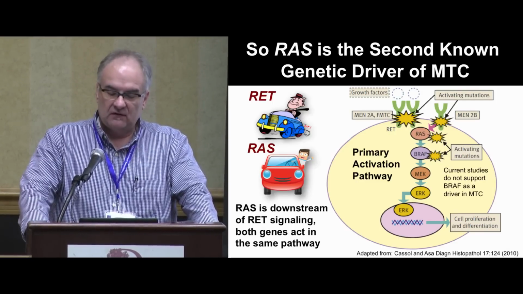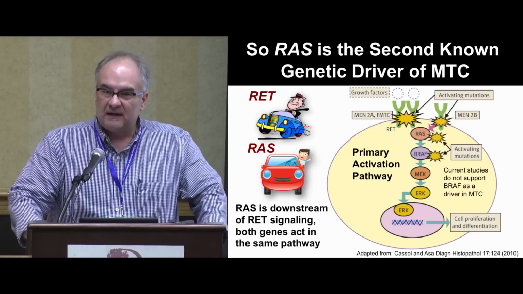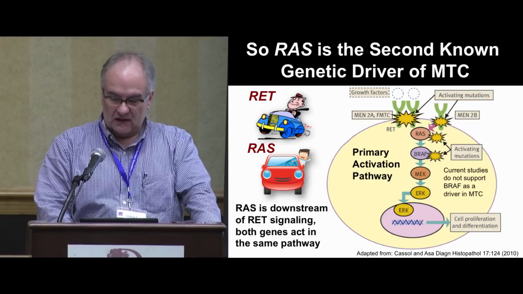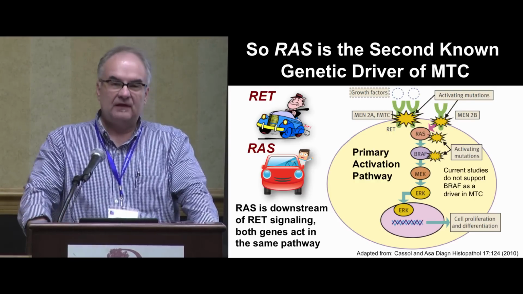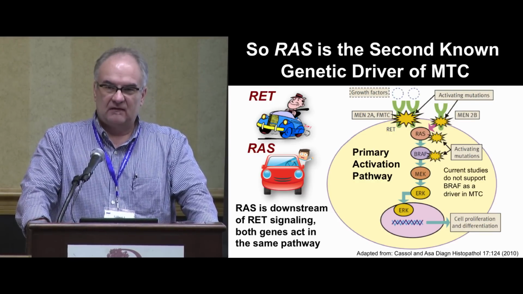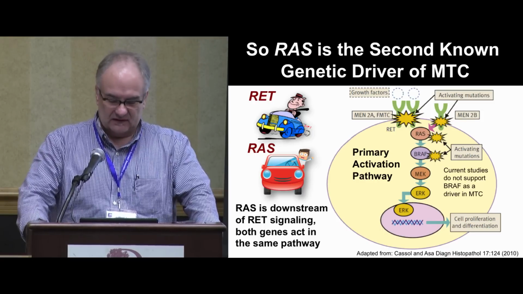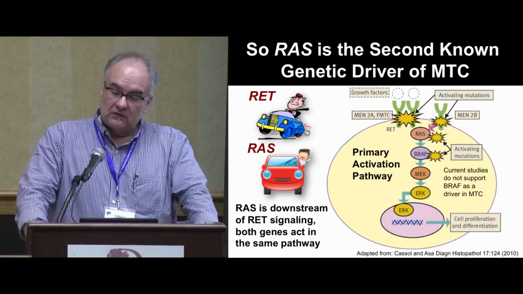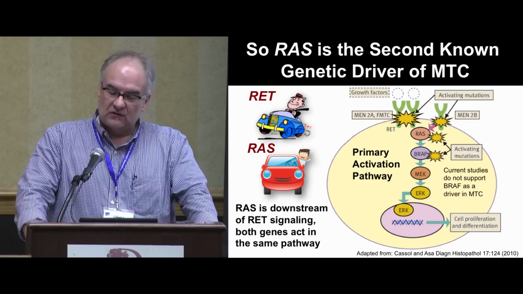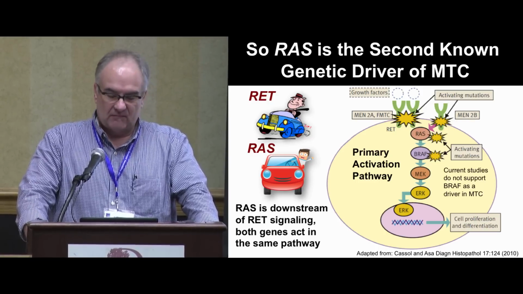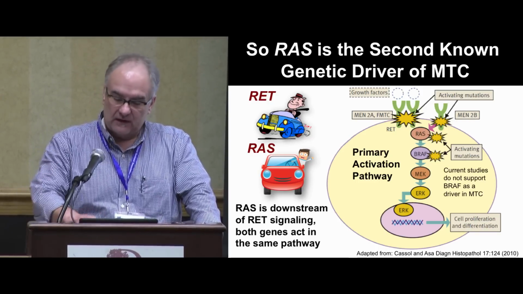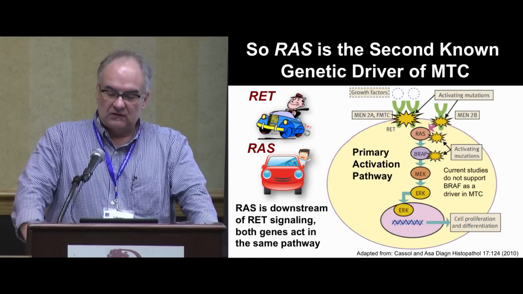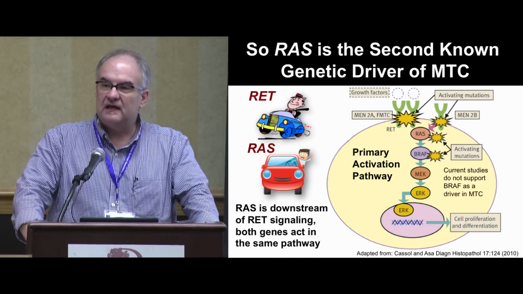We know RET's a driver, we know RAS is a driver. Does this make sense that RAS is a driver? Well, actually, when RET is turned on, its first job is to turn on RAS. Sorry I don't have a laser pointer, and the mouse on this is not very good. But so you see that RET gets activated, it turns on RAS. RAS gets activated, it turns on BRAF, and then it all goes all the way down. And so because RAS is downstream, what that suggests is that we're hitting the same pathway.